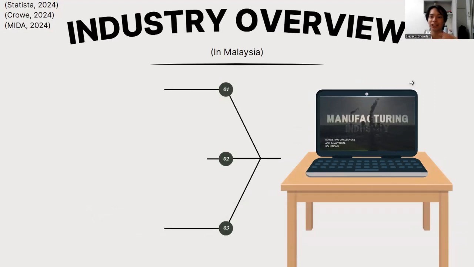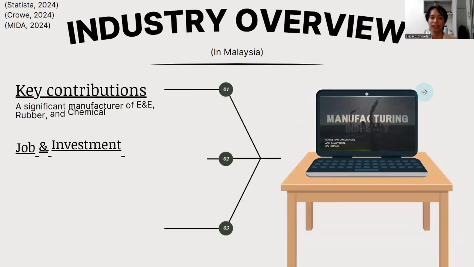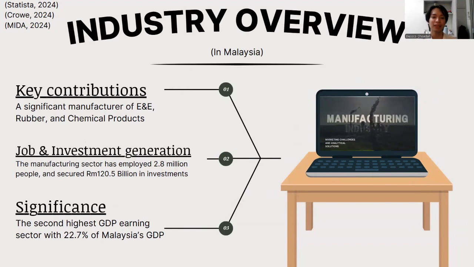First, I'll be talking about the industry overview of the manufacturing industry in Malaysia. Malaysia is a significant manufacturer of electrical and electronics, rubber, and chemical products. The manufacturing sector in Malaysia has employed over 2.8 billion Malaysians and secured an investment of around 120.5 billion ringgit, accounting for 32% of approved investments that year.